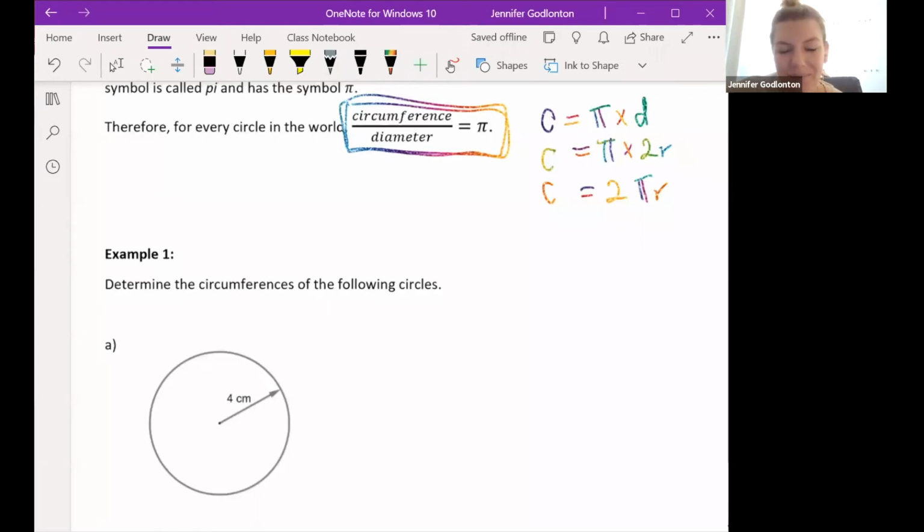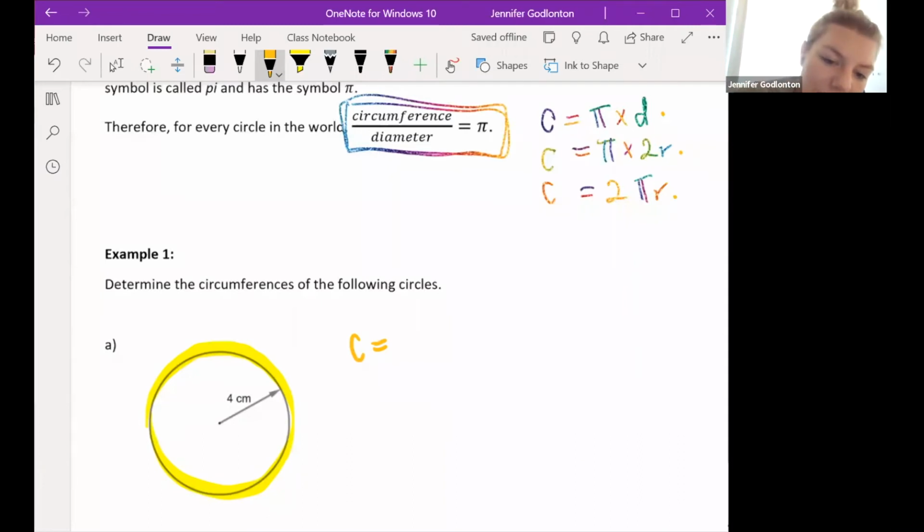I 100% agree. Okay, so let's have a look at this first example. We're just doing it nice and easy. In this one, we're looking for the circumference of the circle. Remember, the circumference is the whole outside of a circle. We can use any one of these formulas, it really depends on which one you're comfortable with. Here I'm going from the center to the outside, which means that is my radius. I'm going to write the formula so that we can start learning it. Circumference is equal to 2 pi r, so my circumference is equal to 2 pi times 4, because my radius is 4.